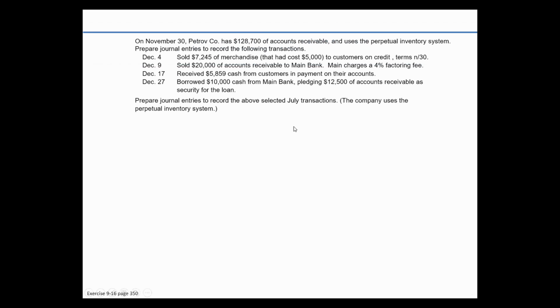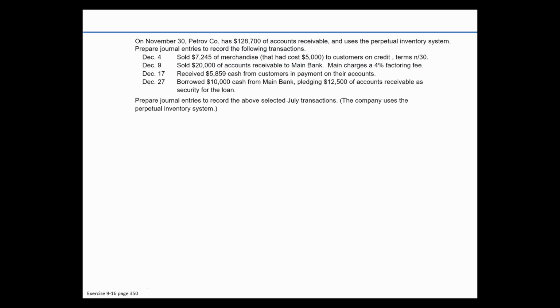Selling and pledging accounts receivable. On November the 30th, Pet Roof Company has 126,700 of accounts receivable, and uses the perpetual inventory method. So we're going to prepare the following entries.